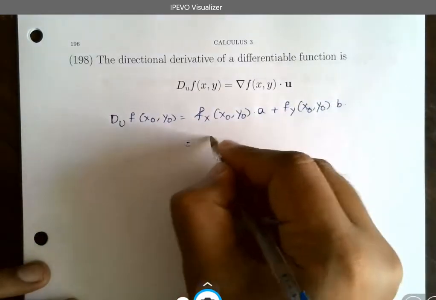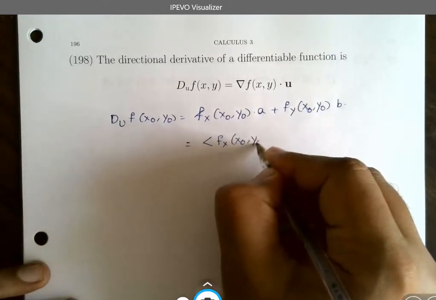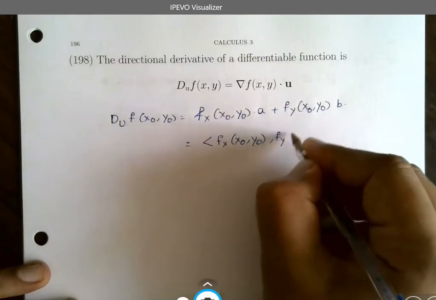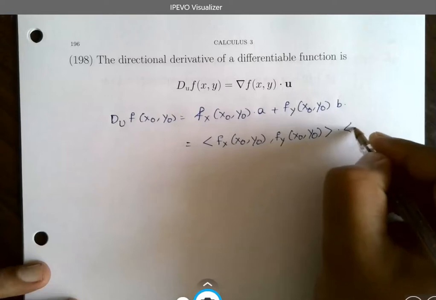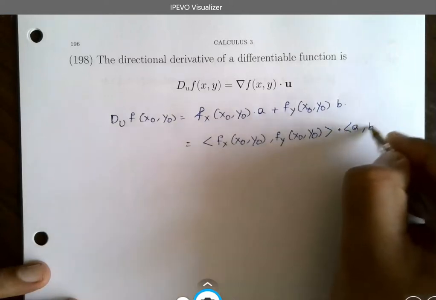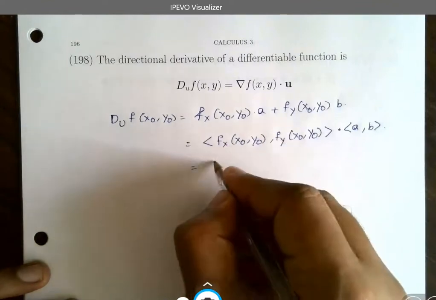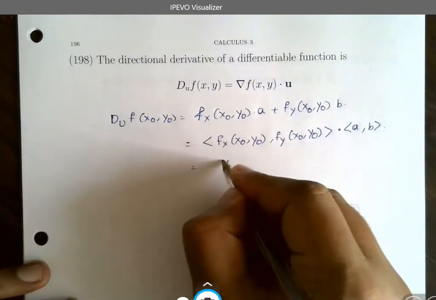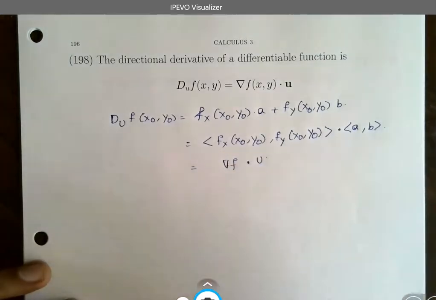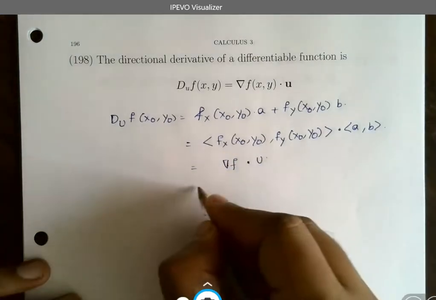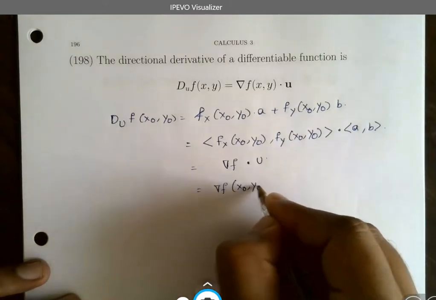So that means you can write it as (fx at (x naught, y naught), fy at (x naught, y naught)) dot product with (a, b). Okay, (a, b) is the unit vector u. So this is nothing but the gradient of the function f dot product with u. That's what they're basically saying. Or in other words, it's the gradient of f at (x naught, y naught) dot u.